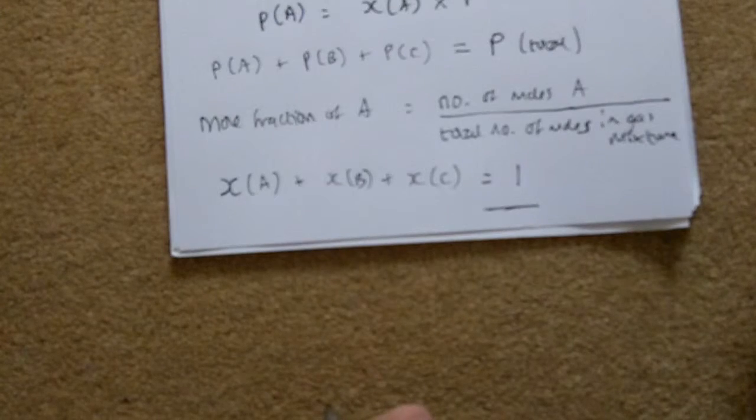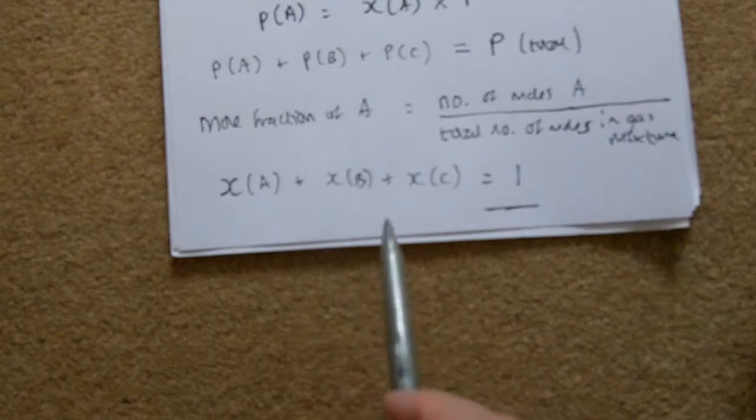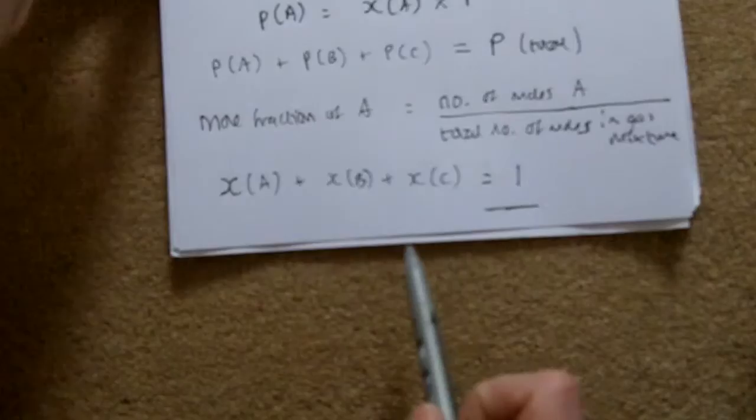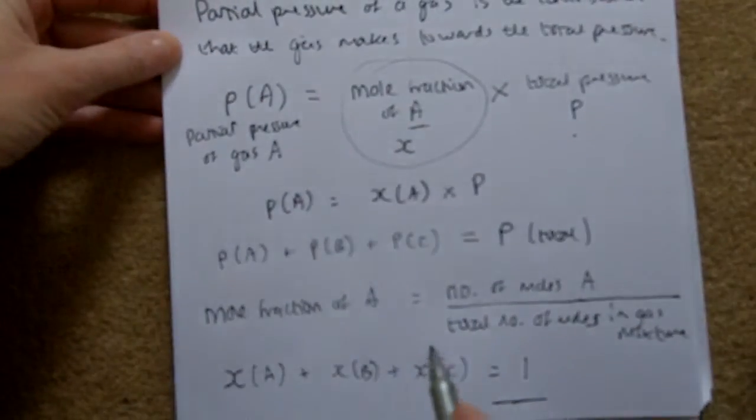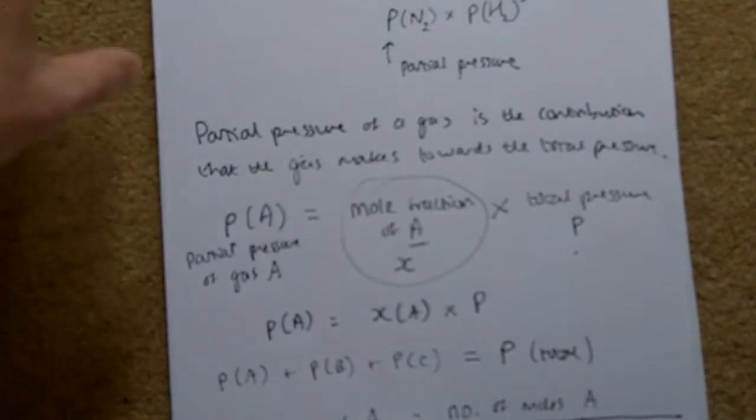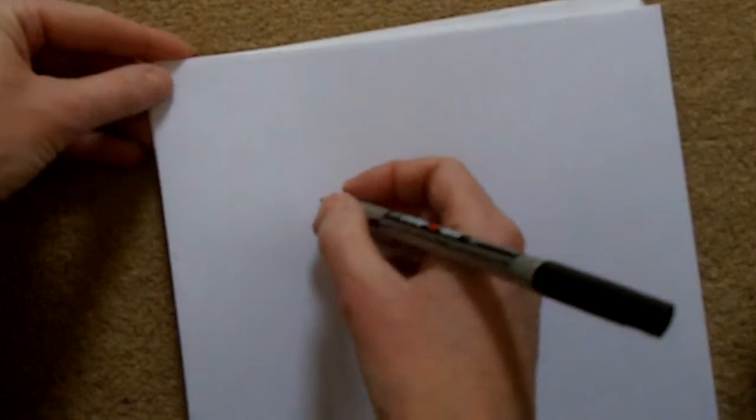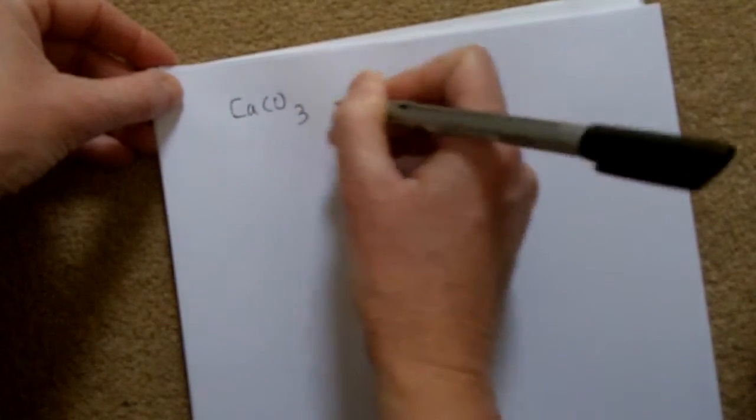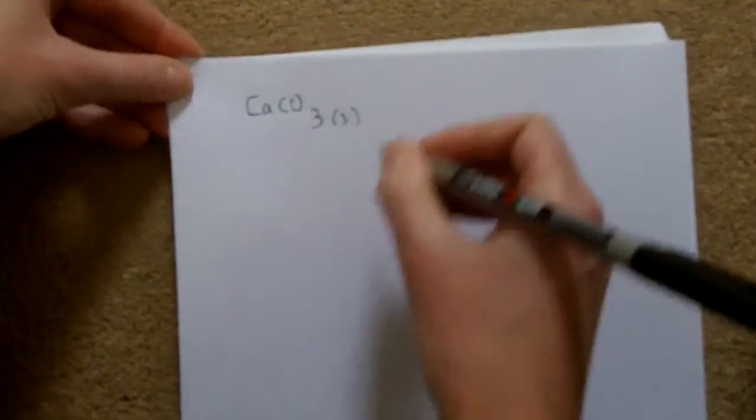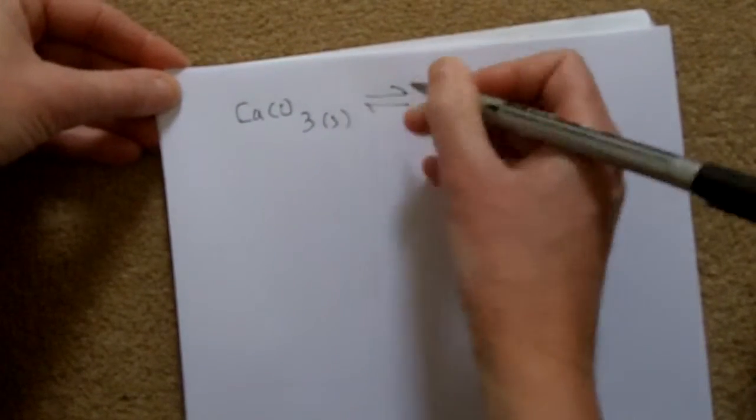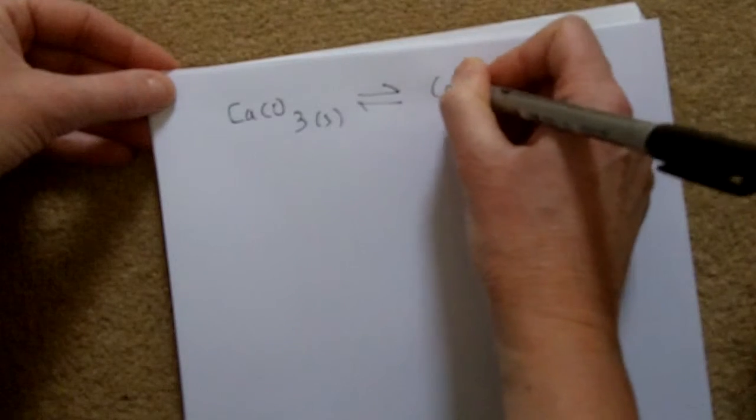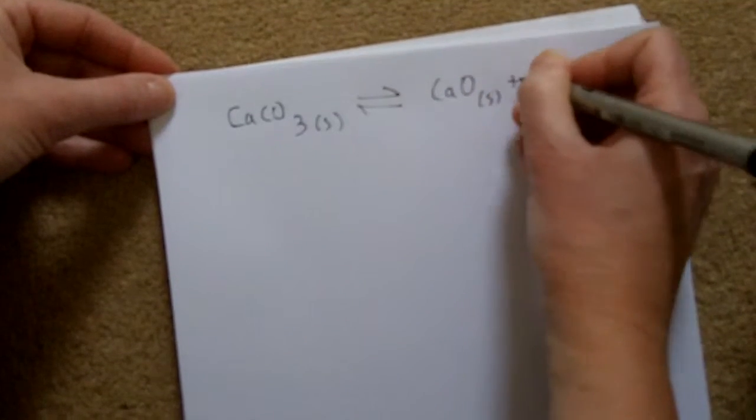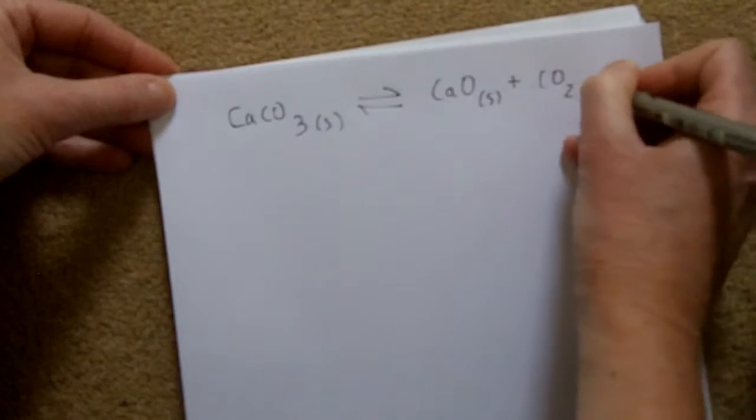When you do these things, you get your figures, do your calculations, and work out your units each time. I'll just show you one more example. If you have the decomposition of calcium carbonate, solid calcium carbonate decomposes to calcium oxide, solid, plus CO2 gas.